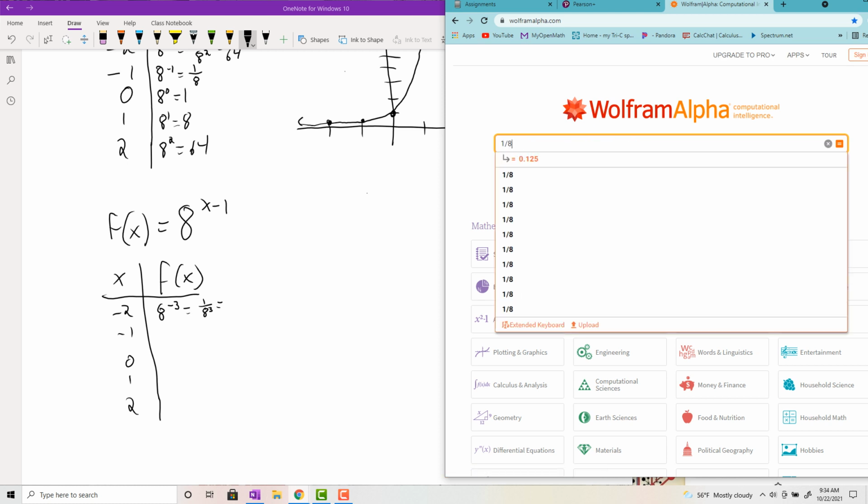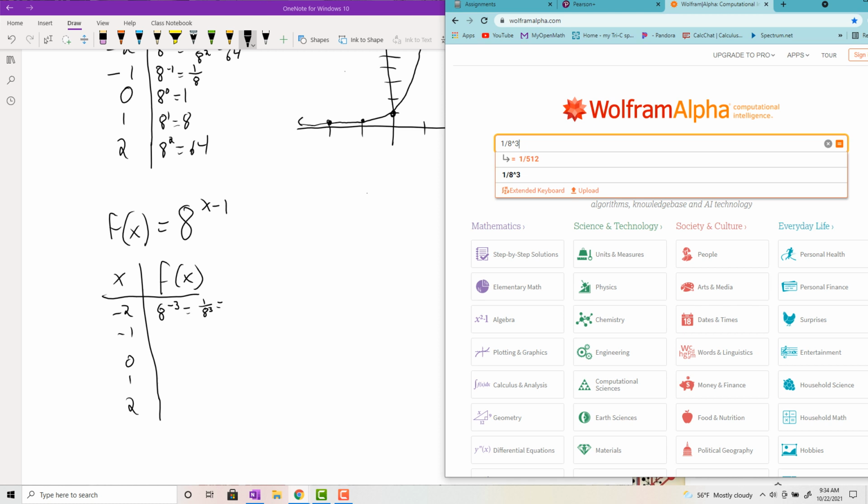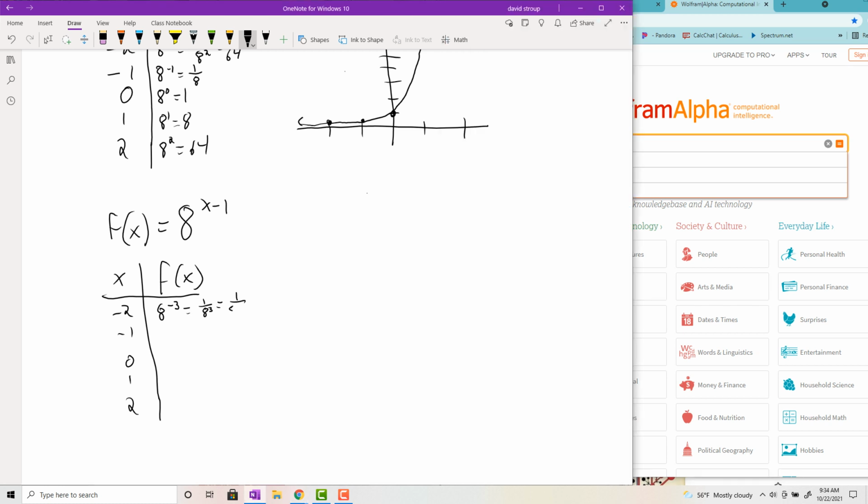1 divided by 8 to the third is 1 over 512, really close to 0, right? And then 8 to the -1 minus 1 is -2, so that's 1 over 64. Put in 0, I get 8 to the -1, so that'll be 1 over 8. Plug in 1, I get 8 to the 0, which will be 1, and then plug in 2, I get 8 to the 1, which is just 8.